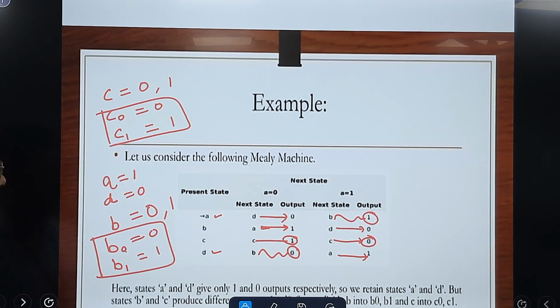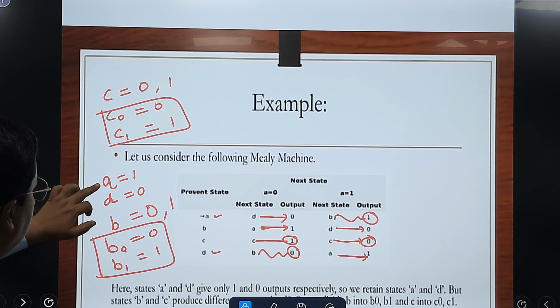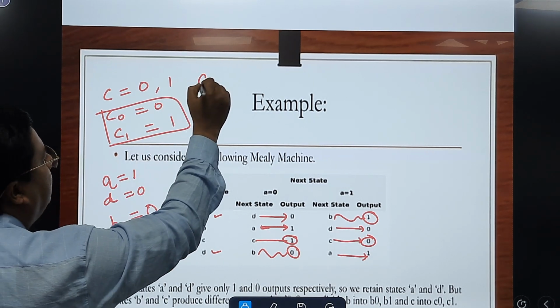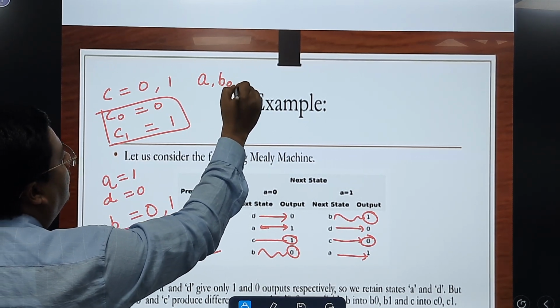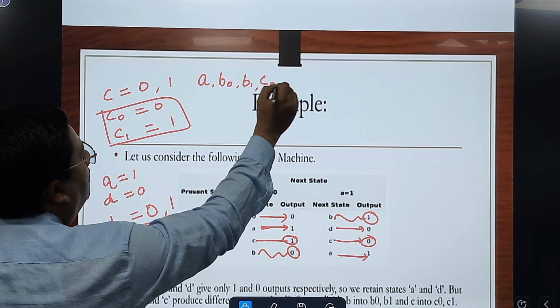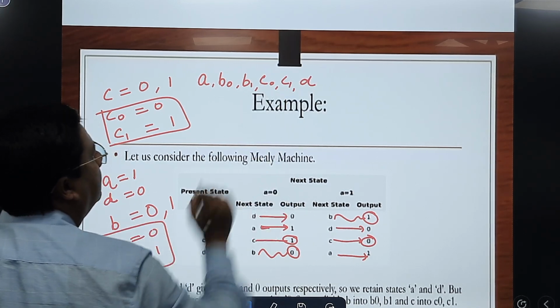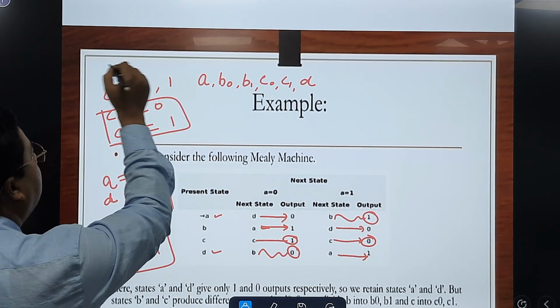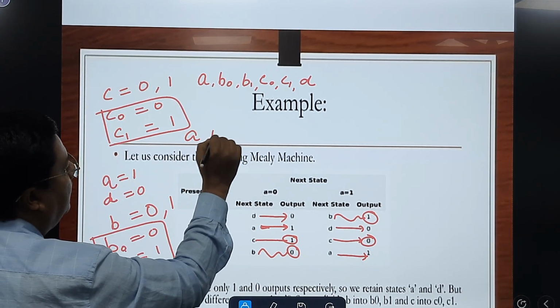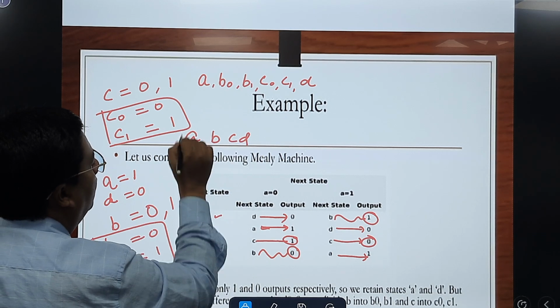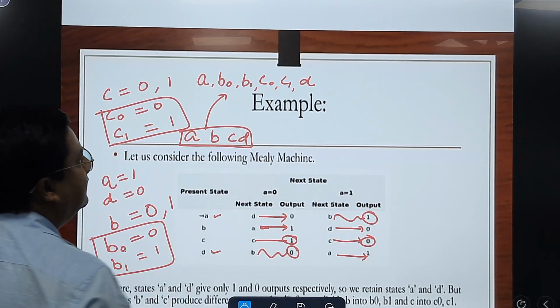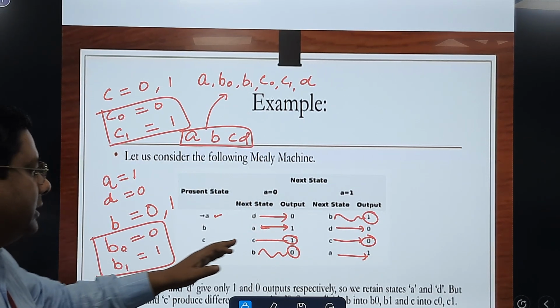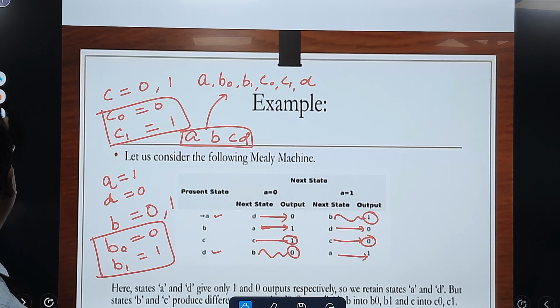So how many states have we added? We have added 2. We have the states A, B0, B1, C0, C1 and D. Before that we had only four states: A, B, C and D. Now we have 6 states. We have added 2 states. So come to the next slide.